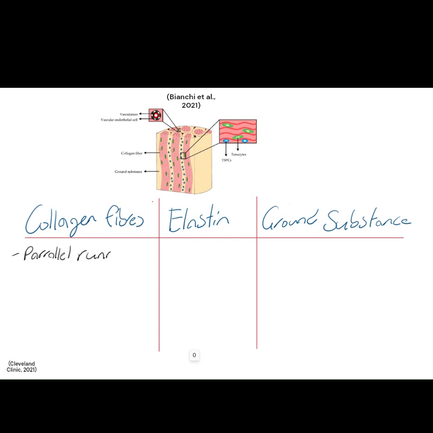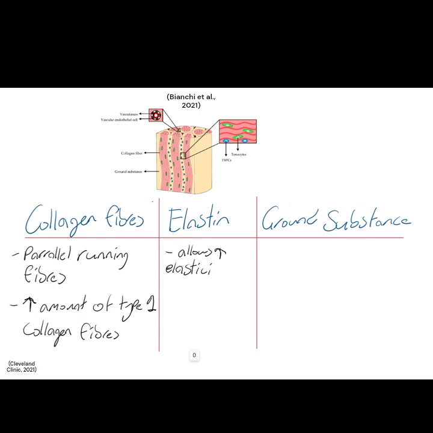Tendons are fibrous connective tissues that connect muscles and bones together. Tendons are a complex structure made of many components, including collagen fibers, elastin, and ground substance. Tendons consist of high amounts of parallel running collagen fibers. These collagen fibers allow for strength and efficient transmission of forces from muscles to bone.